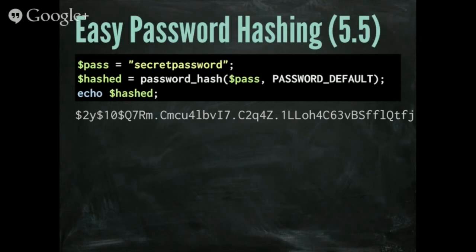So your code looks like this. Somebody gives you a password. Okay, mine is secret password. You can use that to log into any of my accounts. Then we've got password_hash. That's the function that you use to create a hash of a password. So if you've been MD5ing passwords, we're not going to do that anymore. We're going to use this password_hash function, which will do a bcrypt.